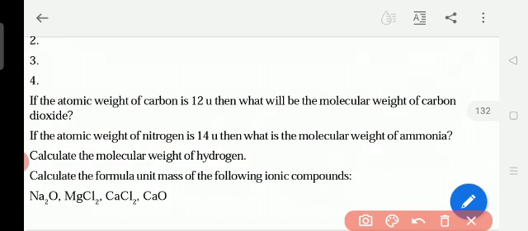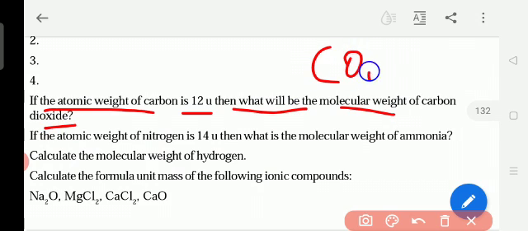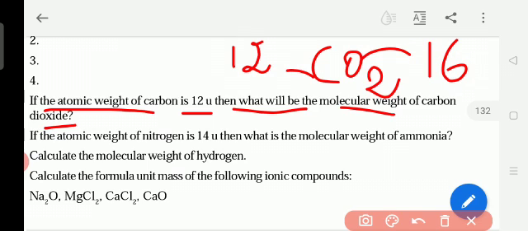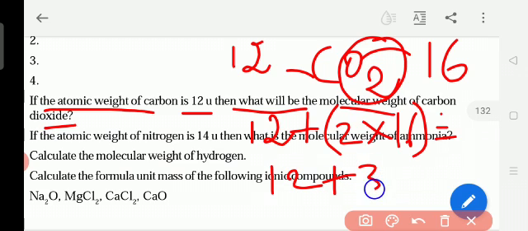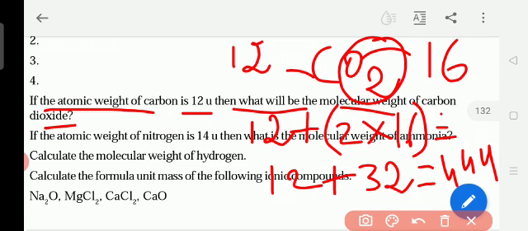Here some questions are there. If the atomic weight of carbon is 12 u, then what will be the molecular weight of carbon dioxide? So CO2. Atomic weight of carbon is how much? 12. Oxygen atomic weight is how much? 16. So how do we do it? 12 plus oxygens, how many are there? 2 are there. So 12 plus 2 into 16, how much? 32. So all together 44 units. Okay, small u is the unit.